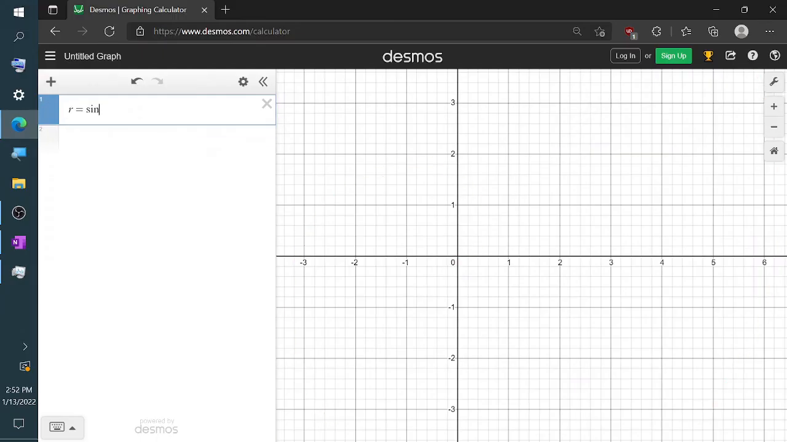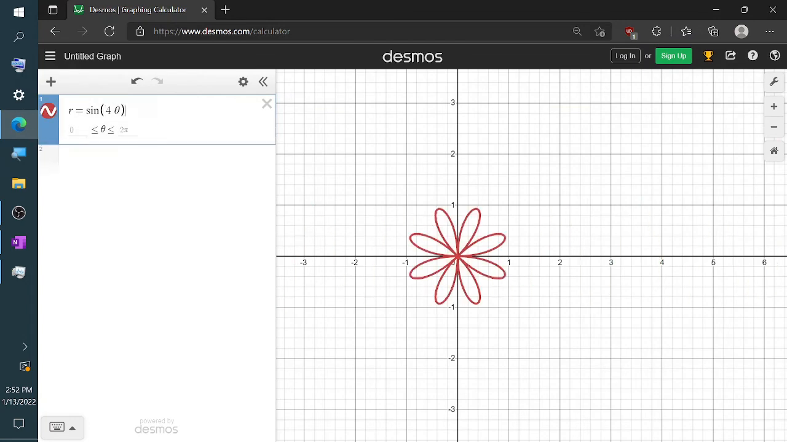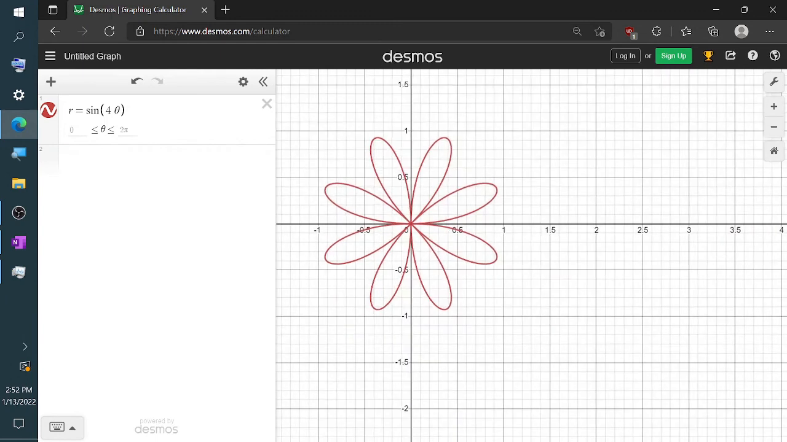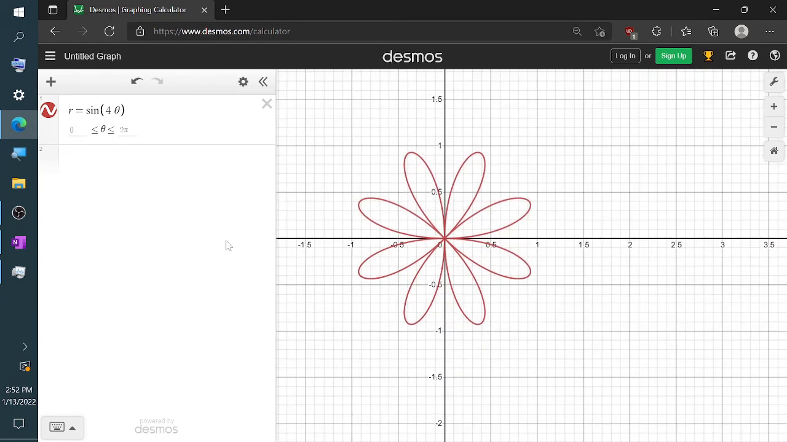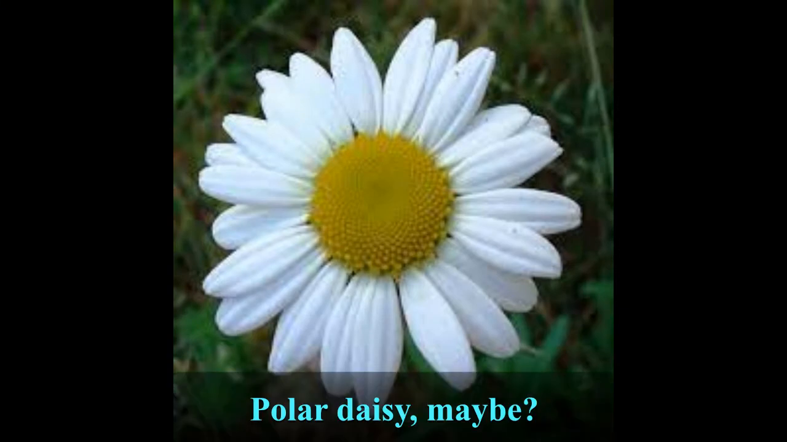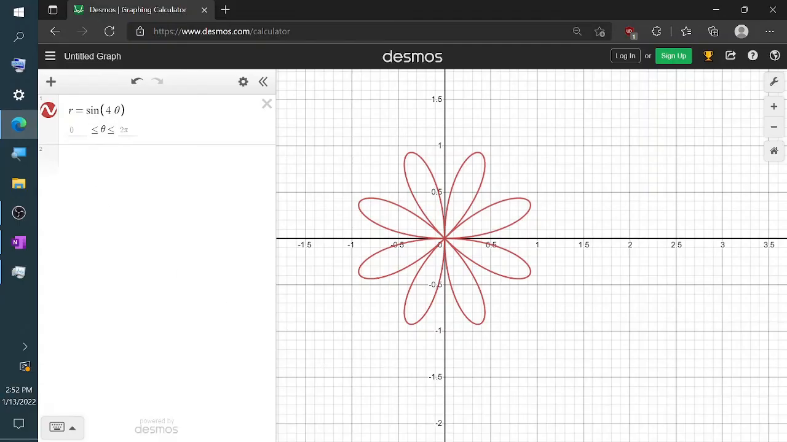So here is r equals sine of 4 times theta. Would you look at that? This is usually called a polar rose, although I'm not sure I'm thinking of a rose when I look at this particular graph. Maybe some other kind of flower would be more appropriate. The polar rose, if you put a 4 in the input, will end up having 8, 2 times 4, leaves on it, or petals I should say.